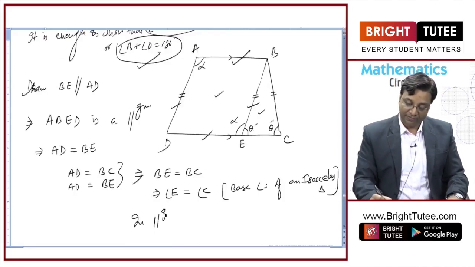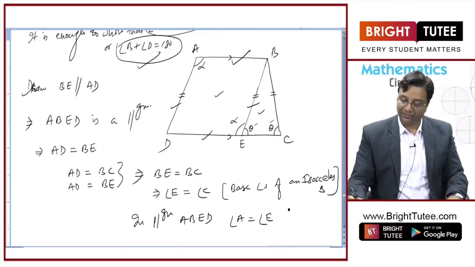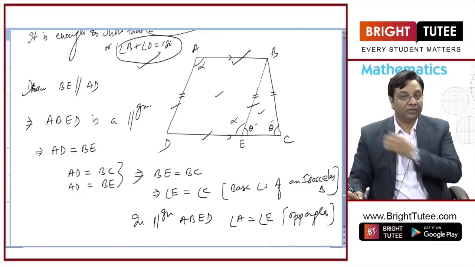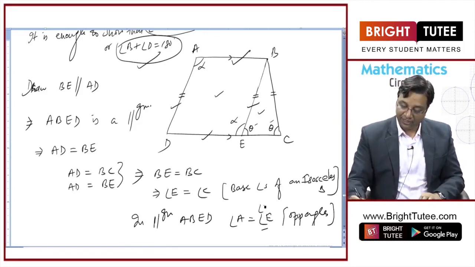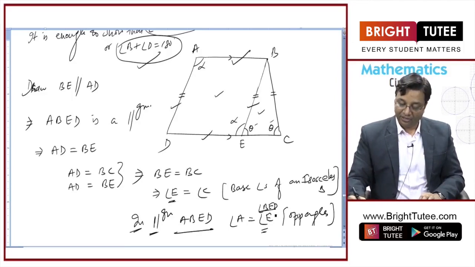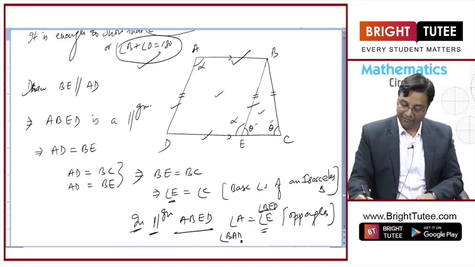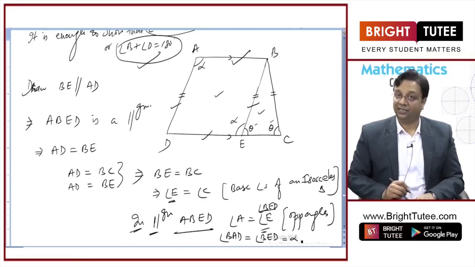In parallelogram ABED, angle A is equal to angle E. Why? Opposite angles in a parallelogram are equal, right? Now when I say angle E this time, it means angle BED, because I am talking about parallelogram ABED. So this E and this E is not the same. So it is better that you call it BED, or we can say angle BAD is equal to angle BED, and I have taken both of these angles as angle alpha.